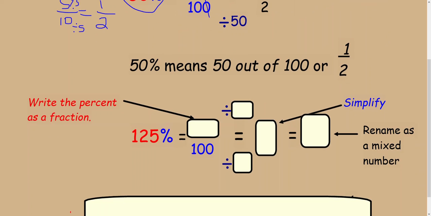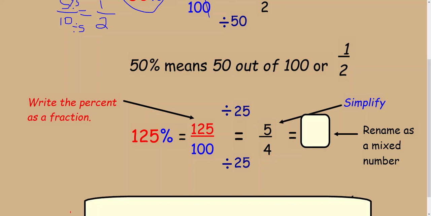All right, here's another one. We have 125%. Well, remember, a percent is always out of 100. So we take the 125 over 100. But now we have to reduce it. So our greatest common factor that we can divide into both is 25. So when we divide 125 by 25 and 100 divided by 25, we get 5/4. The problem with that is we have an improper fraction. Well, this improper fraction needs to be reduced.